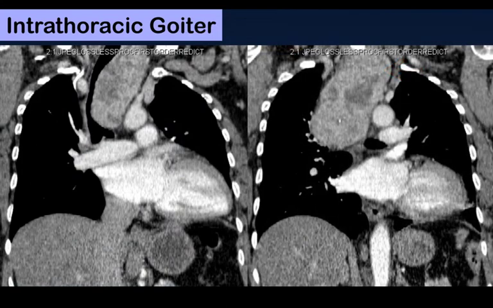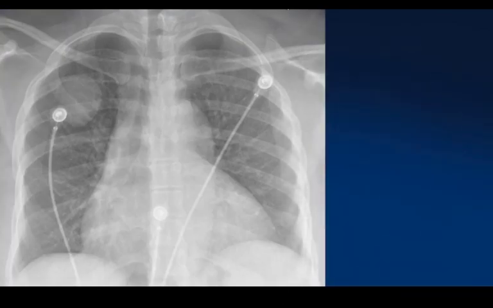CT scan confirms the presence of a mass. It's very heterogeneous. It's arising from the inferior aspect of the left thyroid lobe, a typical manifestation of an intrathoracic goiter involving the anterior and middle mediastinum, resulting in sort of the reverse of the cervicothoracic sign.